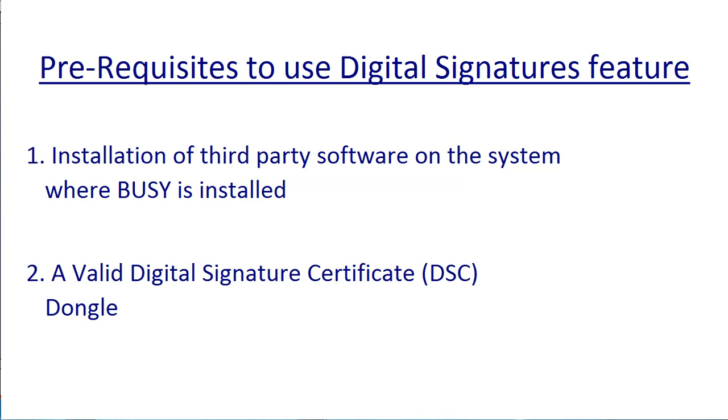To use digital signatures in Busy, there are certain prerequisites. The first requirement is the installation of third-party software on the system where Busy is installed. That is, you are required to install the third-party software on the system where you have installed the Busy software. And the second requirement is a valid digital signature certificate dongle, that is a DSC dongle. So these two are the prerequisites for using the digital signatures feature in Busy.